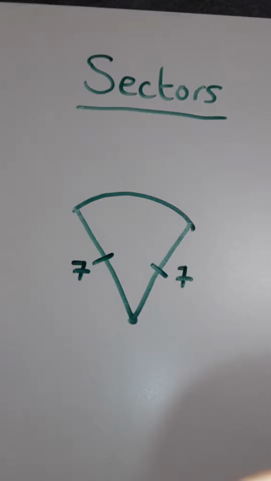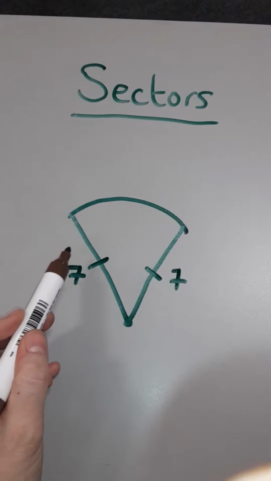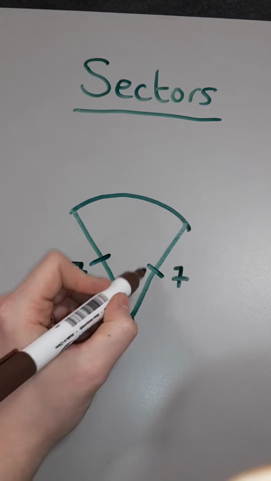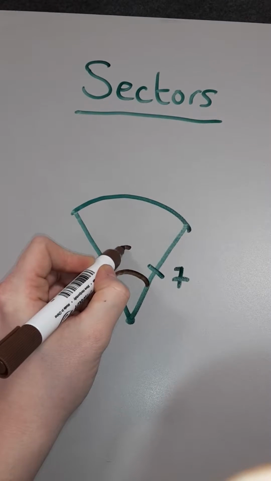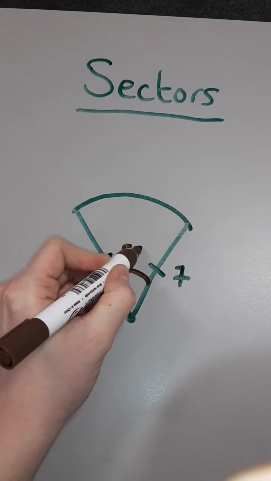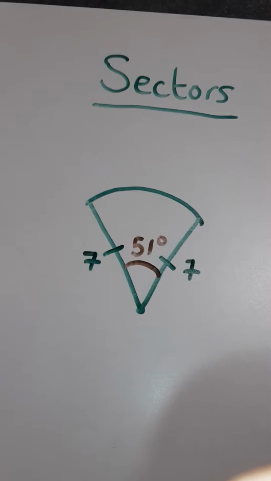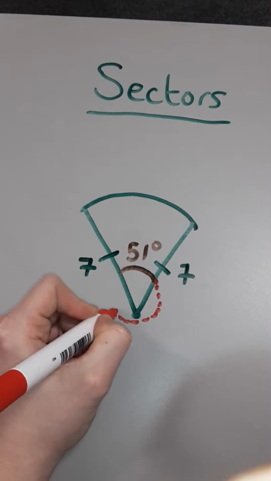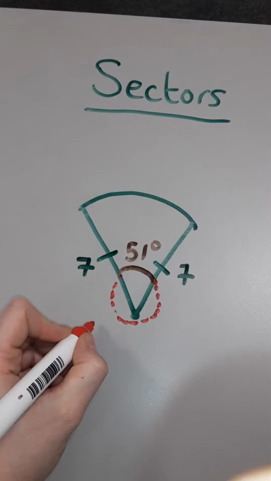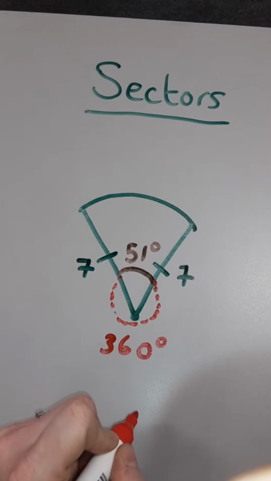Now, to be able to calculate a sector, you need two things. You need to know the radius length and also the proportion of the angle that it takes up. So for instance, if this was 51 degrees, this would be 51 out of a possible 360. Sorry, it's really badly drawn. Okay.